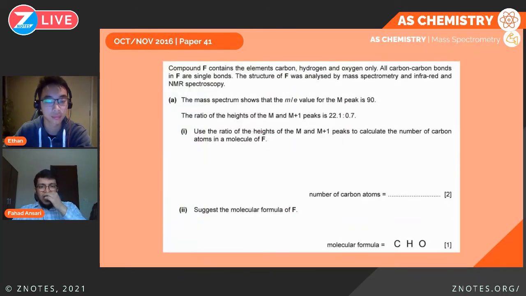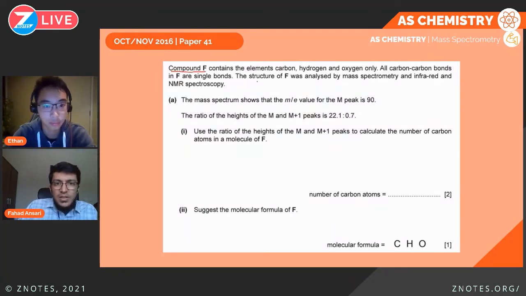Right. So now we have the compound F, and I'm going to skip this statement. The main important point is it contains the elements carbon, hydrogen, and oxygen only, so nothing else apart from these. The mass spectrum shows that the m/e value for the M peak is 90. So in other words, this is our Mr, the Mr of the compound F, because the M peak is basically derived from the molecule getting a plus one charge, right?